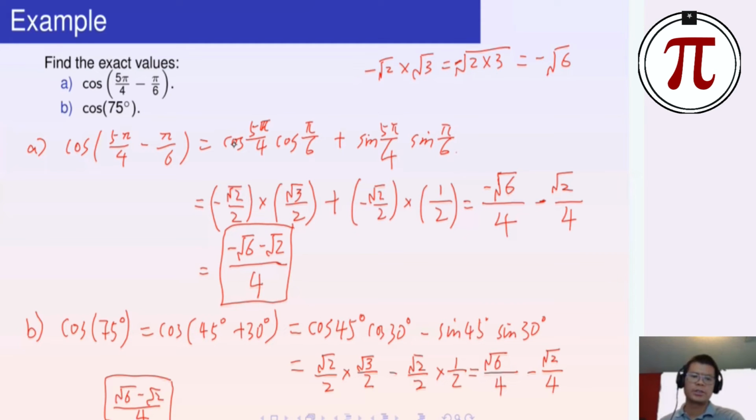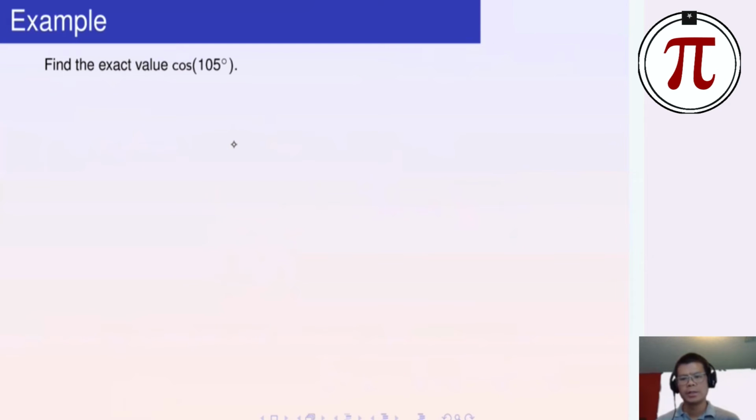All right, now let's consider another example. Joshua. Find the exact value of cosine 105 degrees. Very good. So how can we do this one? This 105 is not a special angle, but can we put it into a summation or difference of two special angles? What is that? 60 and 45. Love that. That is awesome.